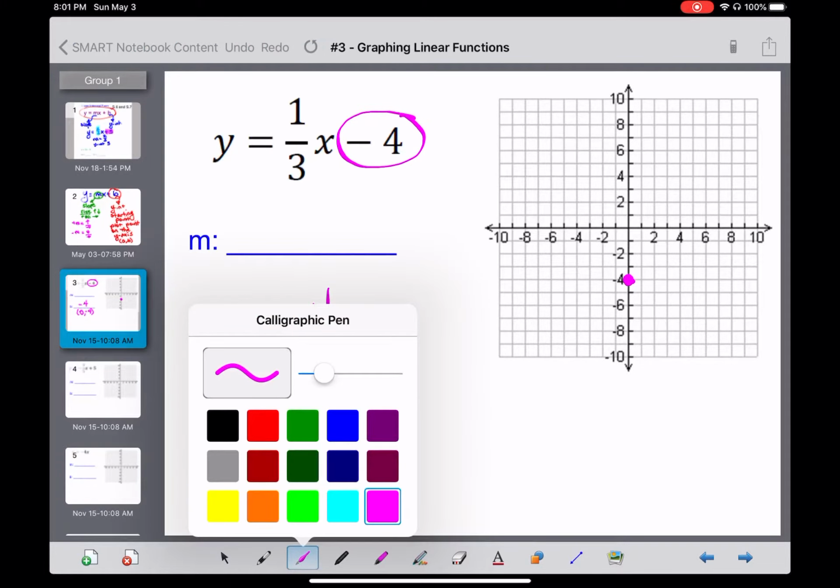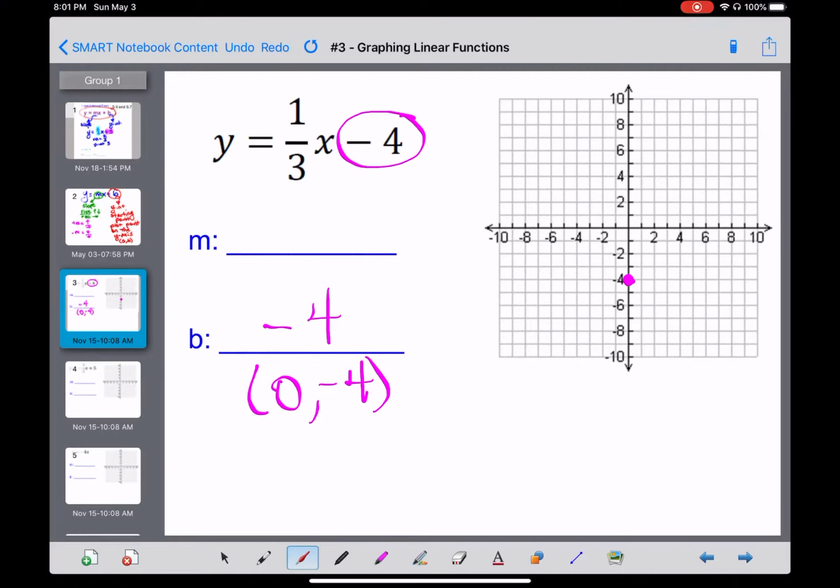From there, I am going to look at my slope, and my slope is 1/3. So I ask myself, is my slope positive or is it negative? Well, in this case, it's positive, and the reason I know it's positive is because it doesn't have a negative sign. So that means I need to go up and then to the right. So from this point, I go up 1 and then 1, 2, 3. And there's my other point.